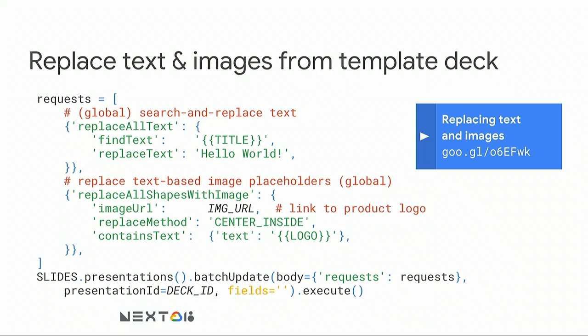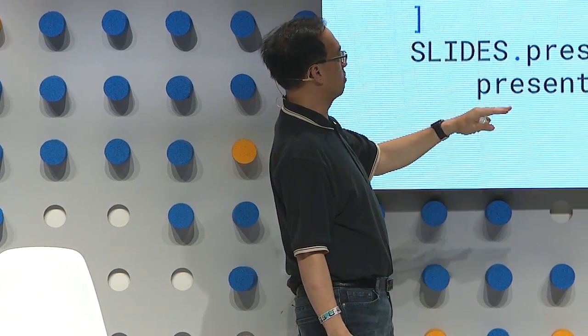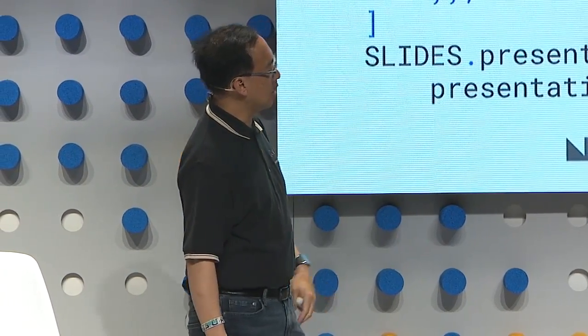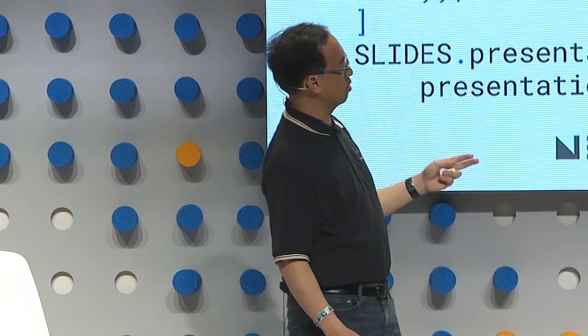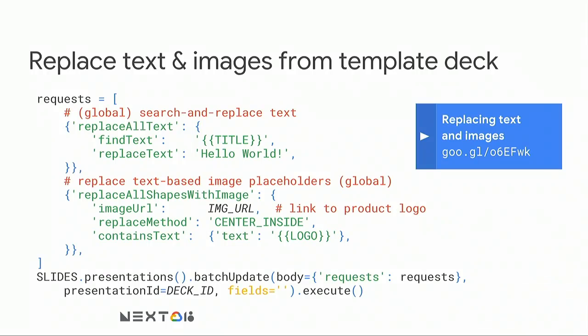So now I have two commands here: the replace all text command and the replace all shapes with image command. So I'm sending two commands to the API, batching them up, and then shipping them off to that particular slide deck ID. And I just set fields to nothing to mean I don't care about getting anything back. I just want it done. I don't care about return values. Okay, and then there's a video for this one as well too.